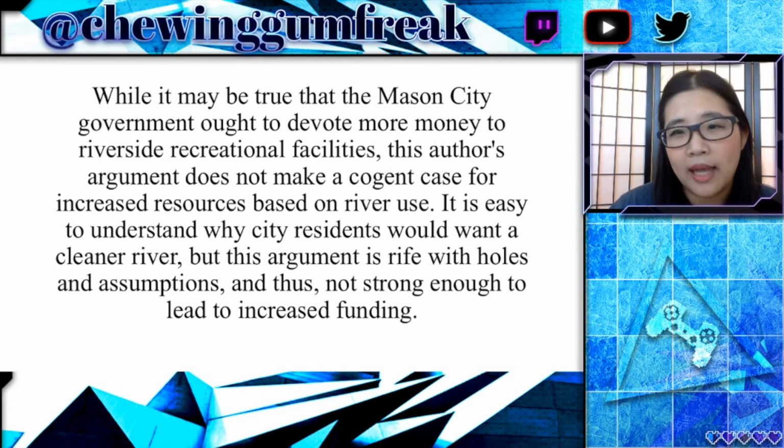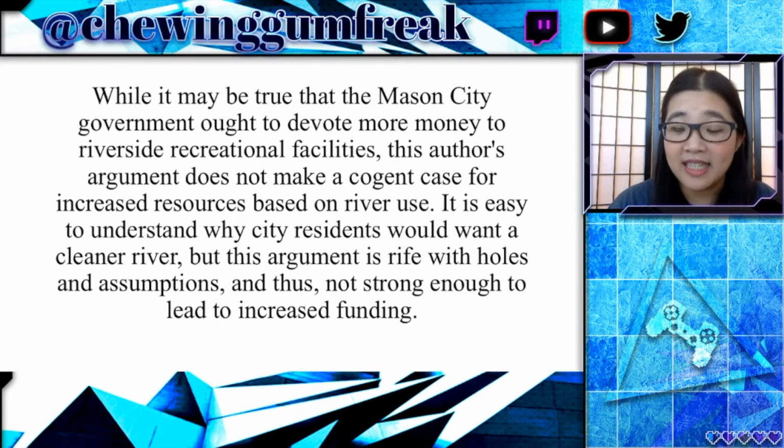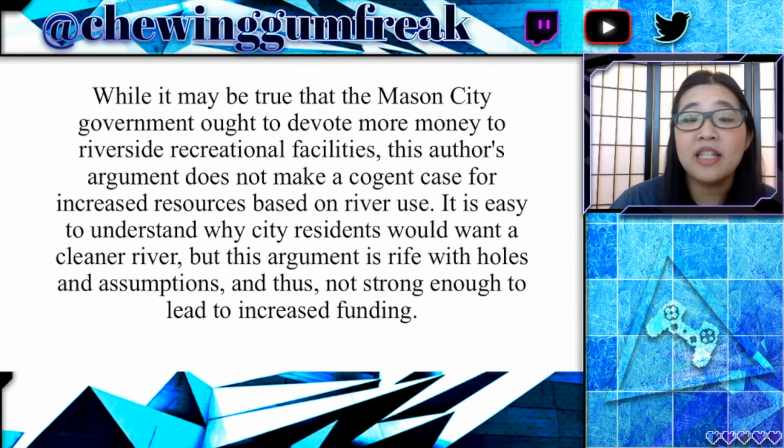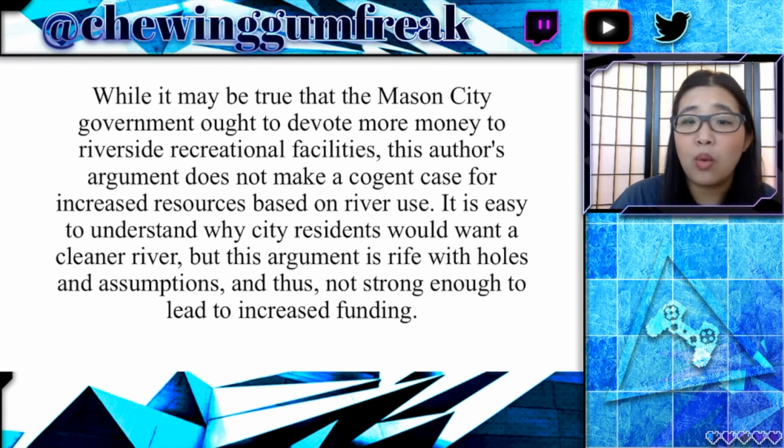So let's take a look at this. This is from the essay that scored a 6. "While it may be true that Mason City government ought to devote more money to riverside recreational facilities, this author's argument does not make a cogent case for increased resources based on river use. It is easy to understand why city residents would want a cleaner river, but this argument is rife with holes in assumptions and thus not strong enough to lead to increased funding."